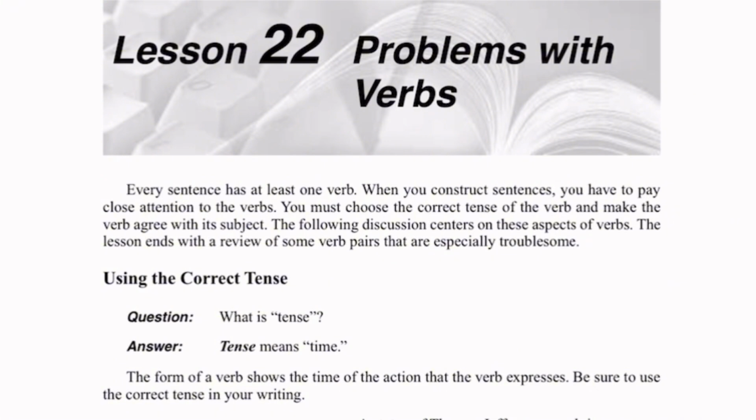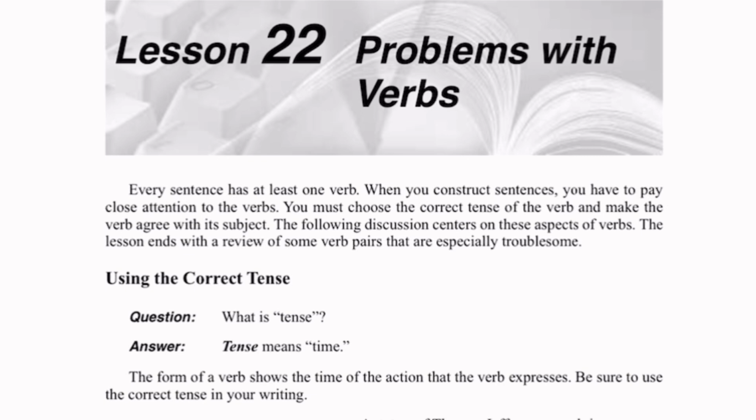Every sentence has at least one verb. That's what makes a sentence. A sentence has to have a verb for it to make sense. So when you are constructing your sentences, you have to pay close attention to the verb that you use. You have to pay close attention to the tense of the verb. Are you using the correct tense? You have to pay close attention to verb agreement with subject. So these are what we are going to talk about in the course of this lesson.